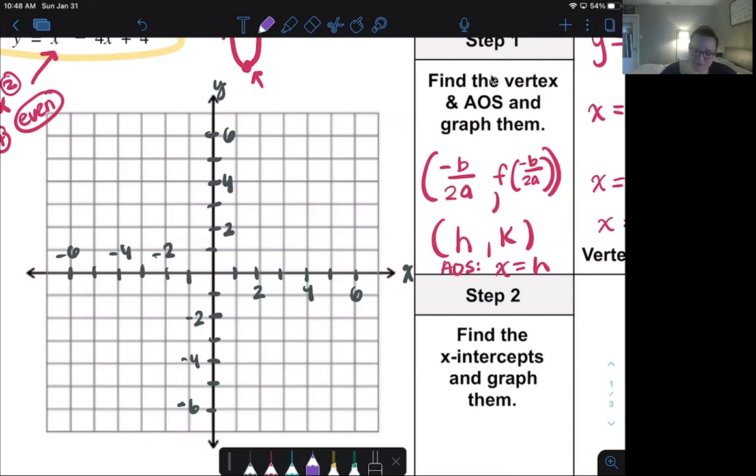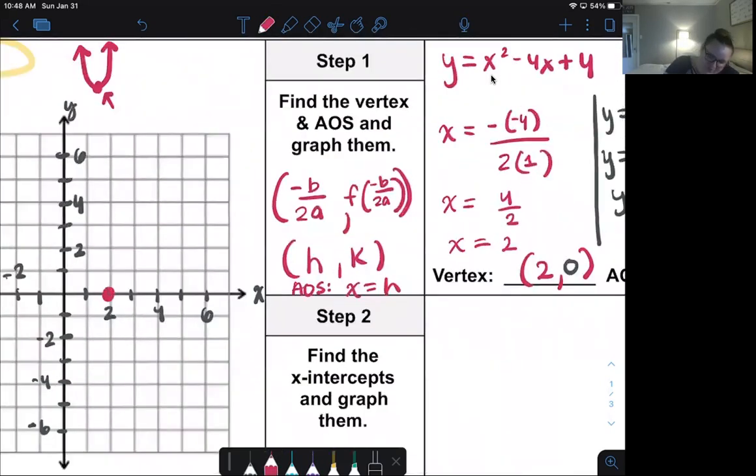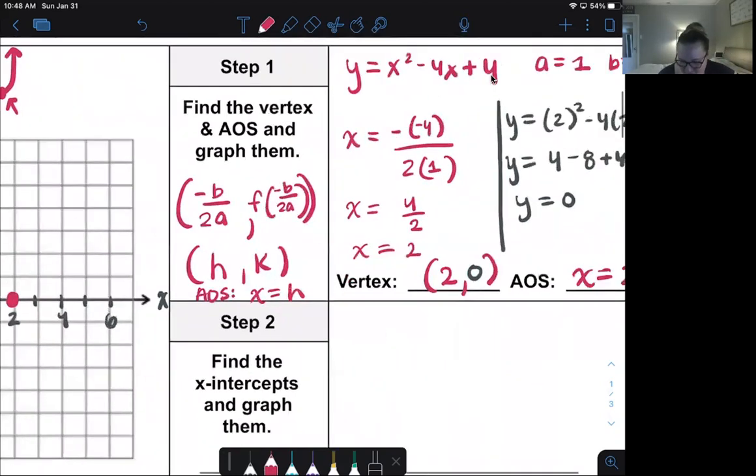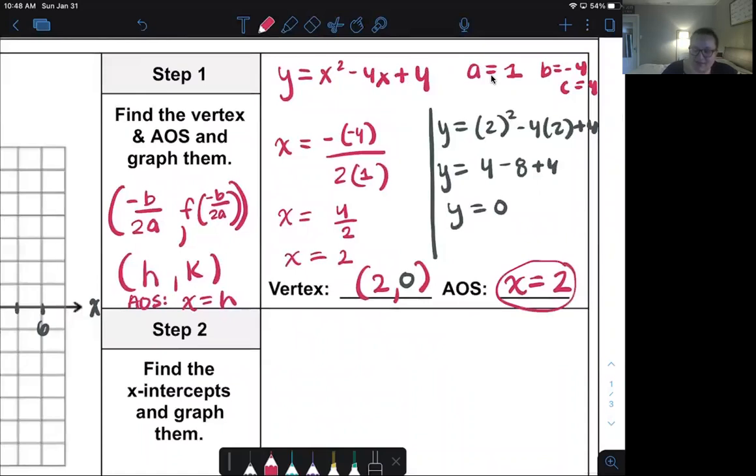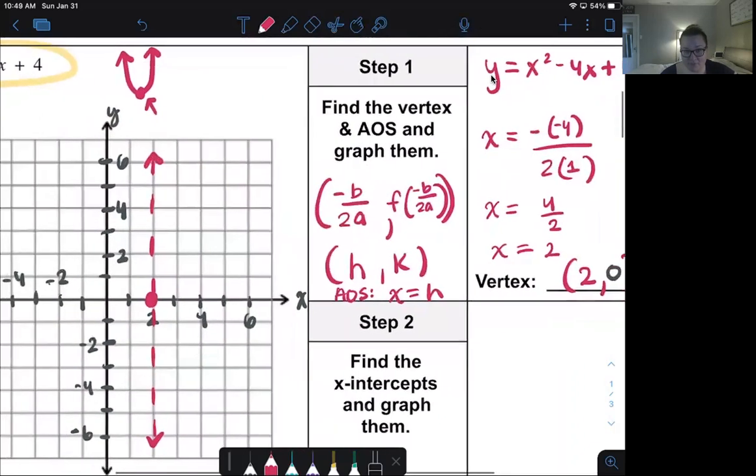All right, so let's graph our vertex at 2, 0. Our axis of symmetry is the line x equals 2. So it's just a vertical line that goes through x equals 2, and you want to make sure that you dash your axis of symmetry because it's not part of the parabola. So it's not part of our solution set, but we still want to graph it.